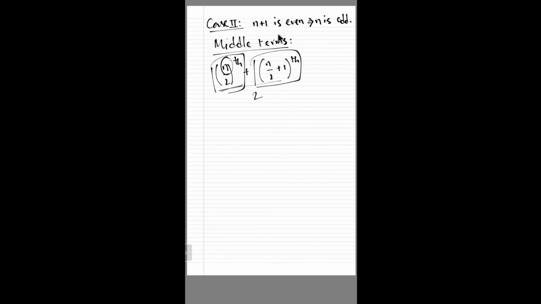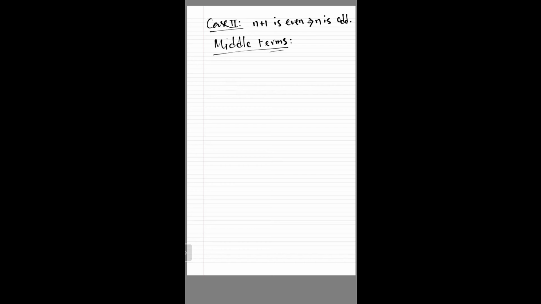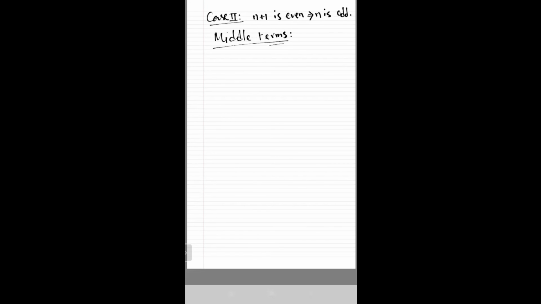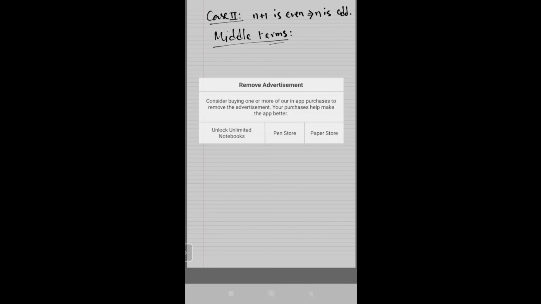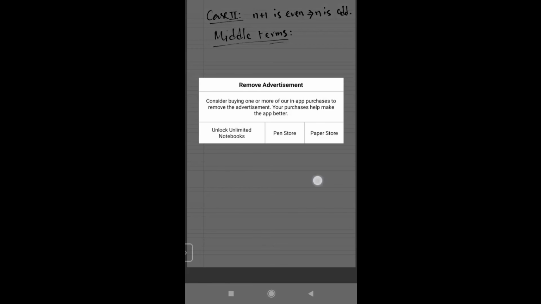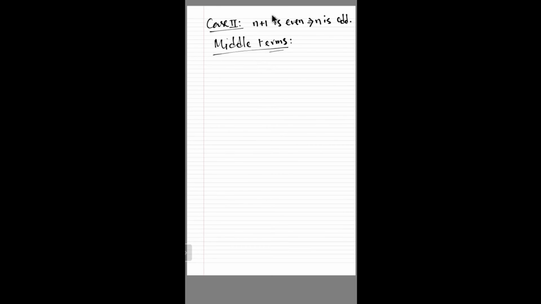But in case of the middle terms, we are just taking those particular two terms here. So for n number of data, it was the n by 2th data. So for n plus 1 number of data, the middle terms should be n, sorry.